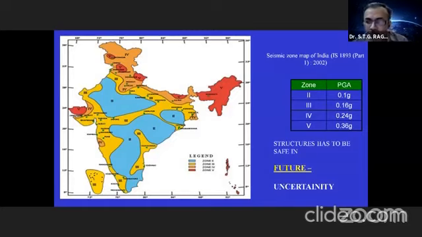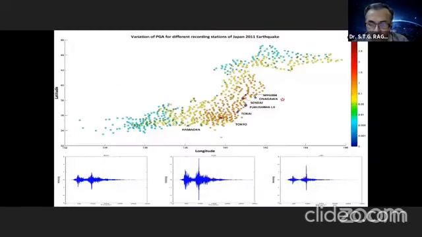So now the question: if you ask how safe you are, then I say the code. Right now, the IS code doesn't provide any answer for this, nothing for the quantification of these uncertainties. Now I will show you some data. The maximum PGA value reported in our IS code is 0.36G, as all of you know. Now, these are the PGAs which have been recorded for the 2011 Tohoku earthquake.